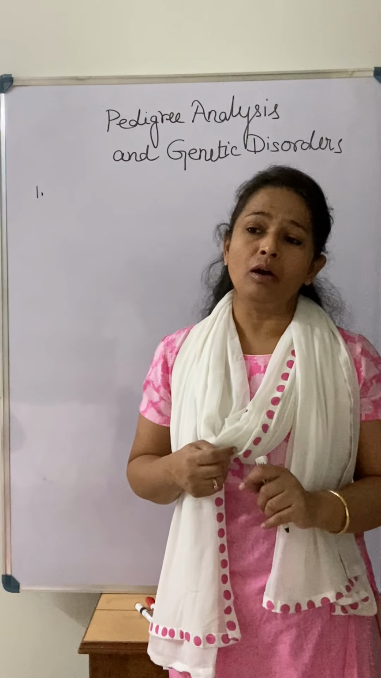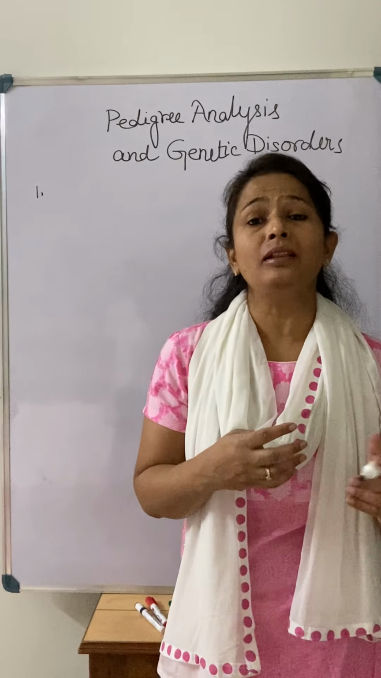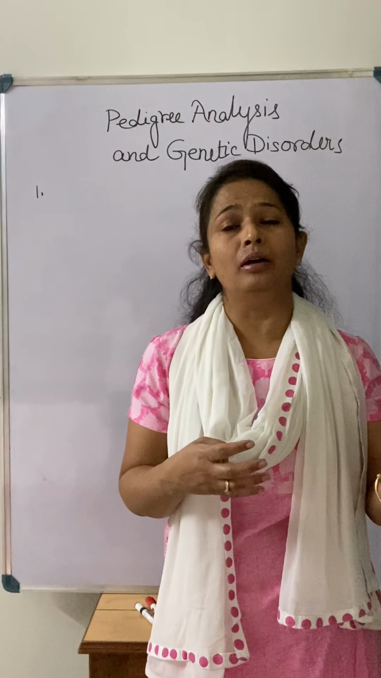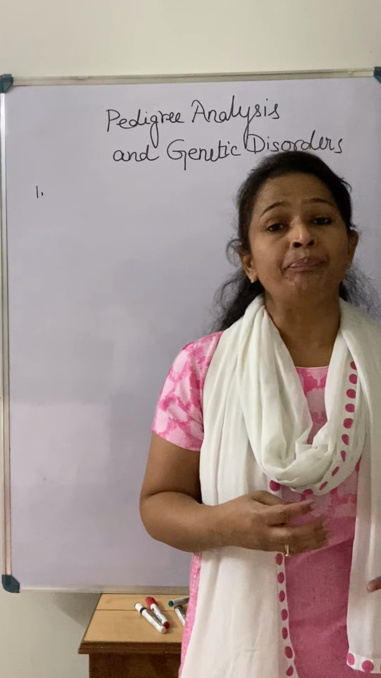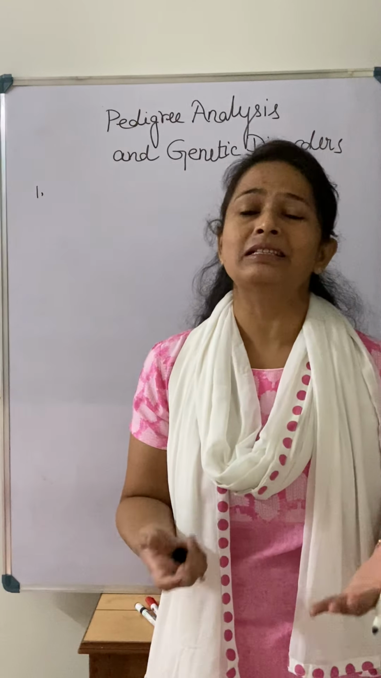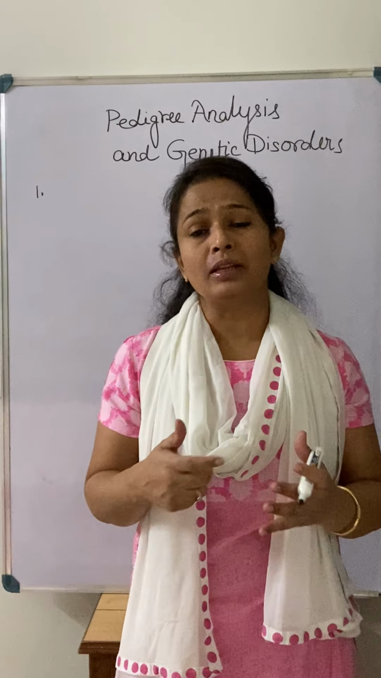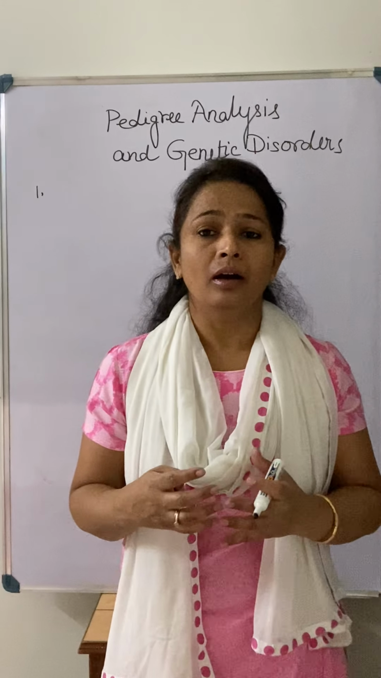So today what we are going to do is, by seeing the pedigree, by seeing the pictorial analysis, how we will say, okay, this is dominant, this is recessive, or this is an autosomal disease or a sex-linked disease. There are certain rules for that, so one by one we will go through those rules.